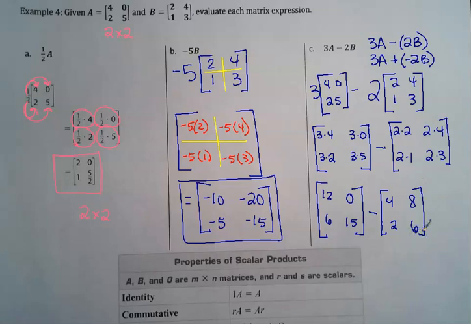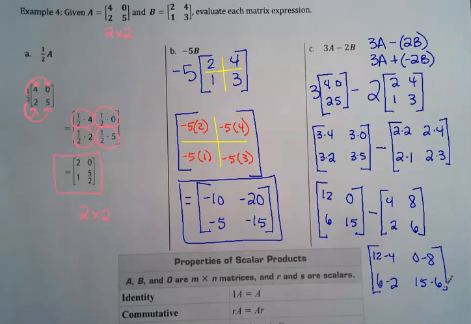Then, do you remember how to do subtraction? Okay, we subtract the corresponding elements. So again, I'm going to show my work. 12 minus 4. 0 minus 8. 6 minus 2. And 15 minus 6.